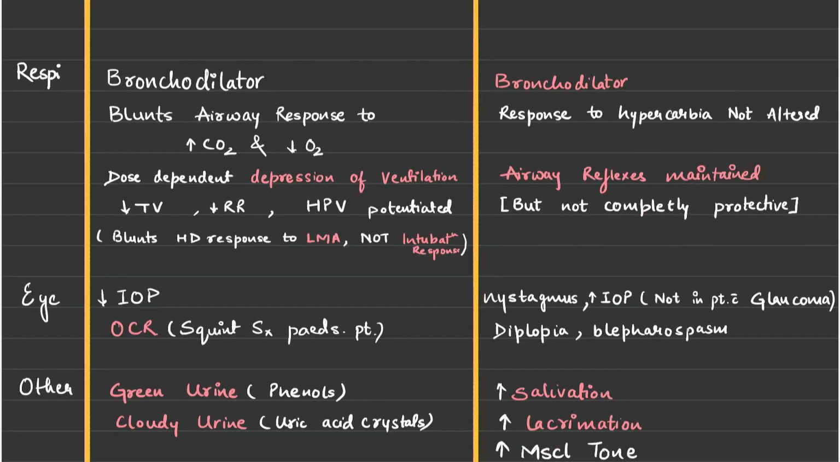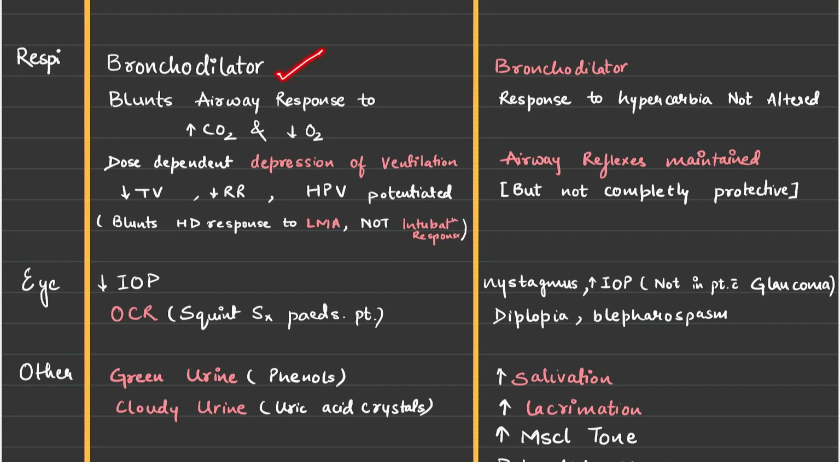If we talk about the respiratory system, it acts as a bronchodilator. It blunts the airway response to hypercarbia and hypoxia. So the patient will have respiratory depression, as there will be no respiratory drive in hypercarbia or hypoxia. So there will be depression of ventilation. There is a decrease in tidal volume and a decrease in respiratory rate. Hypoxic pulmonary vasoconstriction is potentiated.